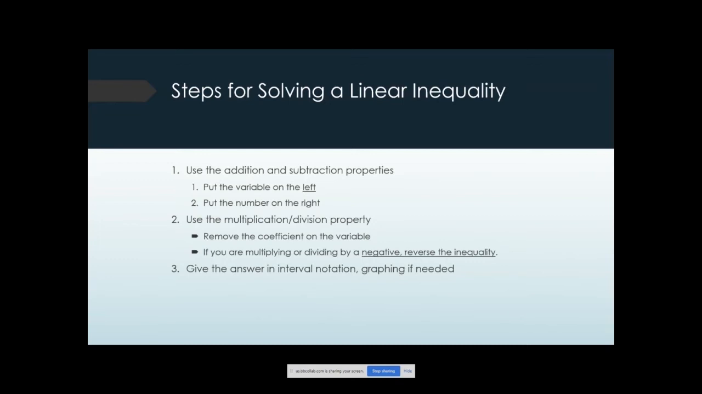Once you've done that, then you need to use the multiplication and division properties, dividing or multiplying to remove the coefficient. And just remember, if a negative is involved in that step, the inequality reverses. Then once you've got x less than, greater than, or something, you give the answer in interval notation. And if it asks you to graph, or if it's helpful for you to graph, you can go ahead and do that.